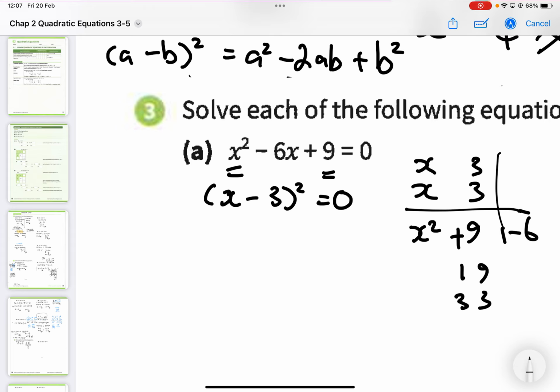Which question? This one? Yeah. If you can straight away use the identity, from here you continue. But if you cannot see the identity, you can still do your factorization. Okay? Then to get minus 6, here must be minus 3 and minus 3. Then you will come to these two brackets.